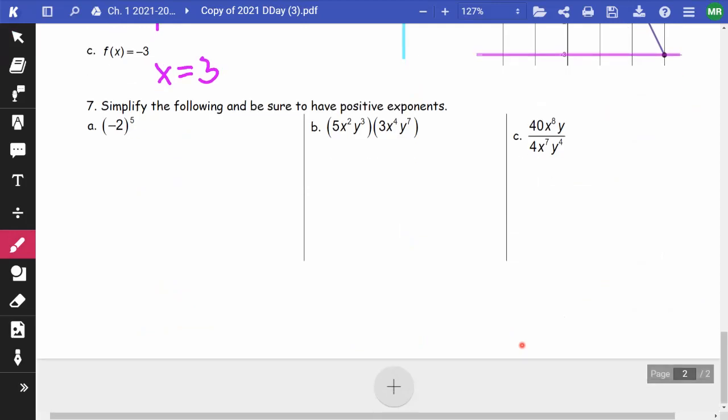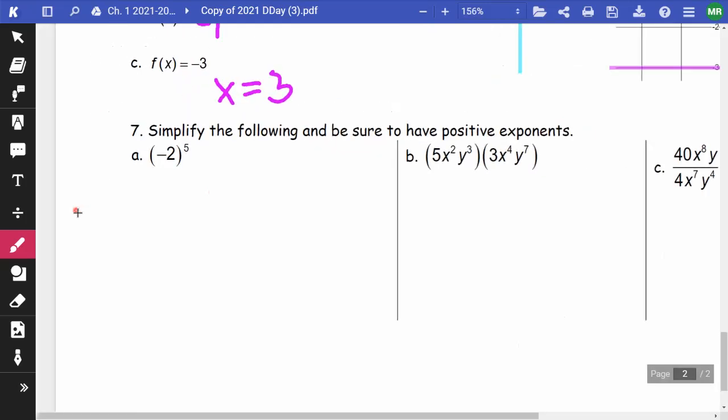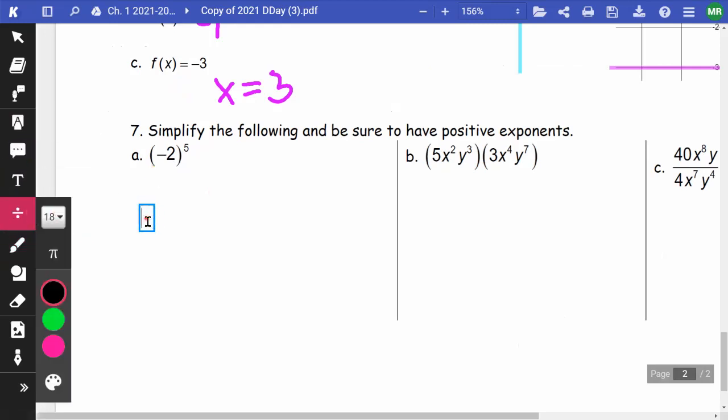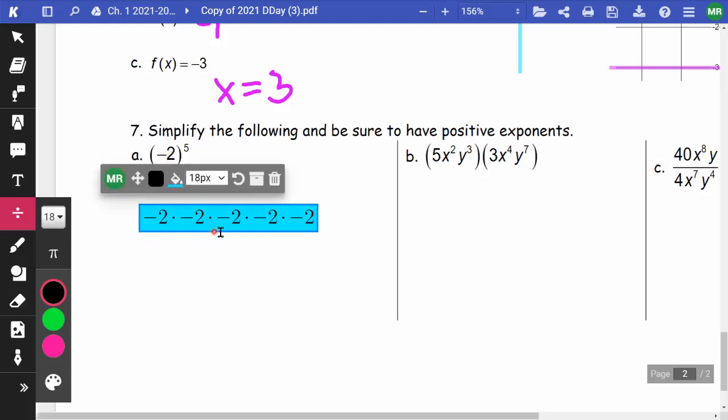On number 7, this is dealing with laws of exponents. And this negative 2 to the power 5, we are just evaluating. I'm just going to type this out. So this is negative 2. And if I'm in equation type and I hit shift and 8, I get the dot. Negative 2 times negative 2. I have basically 5 of these. So I need one more. Okay. So negative 2 to the fifth is negative 2 times negative 2 times negative 2 times negative 2 times negative 2. We got 1, 2, 3, 4, 5.